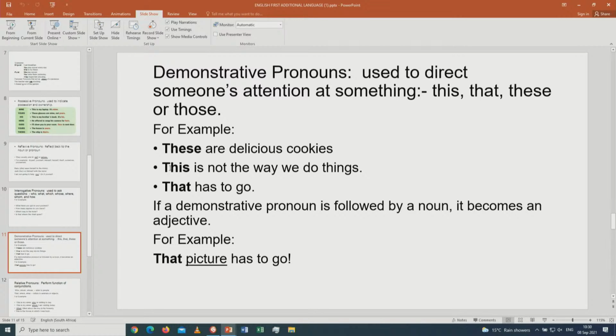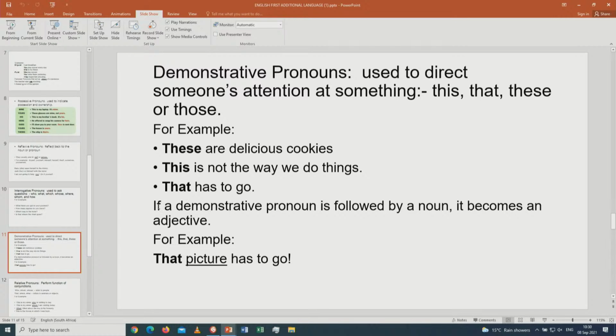This is not the way we do things. And that has to go. All this they demonstrate. What do you have to do? They direct your attention at something.